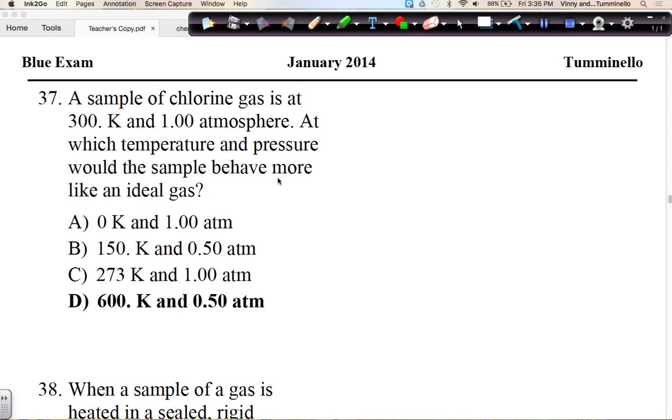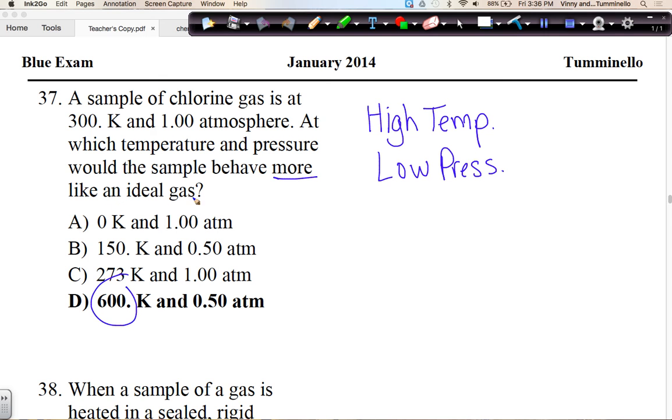Looking at number 37. A sample of chlorine gas is at 300 Kelvin and 1 atmosphere. At which temperature and pressure would this sample behave more like an ideal gas? We said that this is your ideal vacation situation, where gases will behave most ideally at high temperature and low pressure. So you're looking for the highest temperature of the 4, which was 600, and the lowest listed pressure, which 2 of them were at 150, but this one was also at 600.